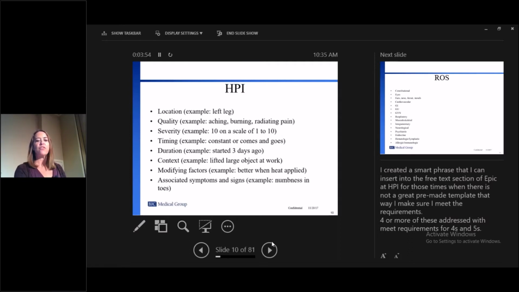to meet the requirement of 4 or 5s. Now, as far as your chronic illness visit stuff goes, we'll talk more about that in a minute. But as far as the acute visits, I just wanted to make sure that if you make a smart phrase, or whatever your EHR system allows, that's really helpful, to be able to just have that and know, if I answer these questions, I've met my level for HPI.